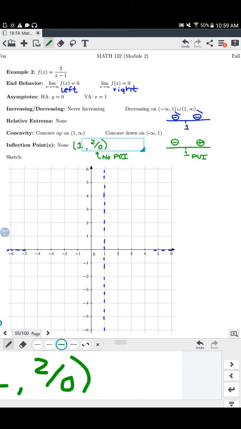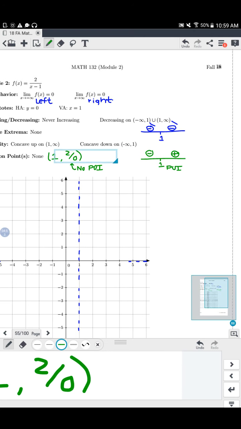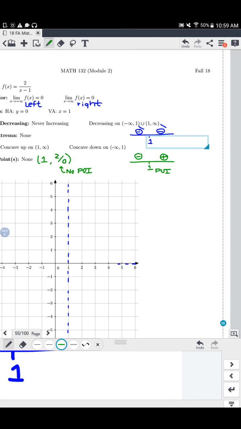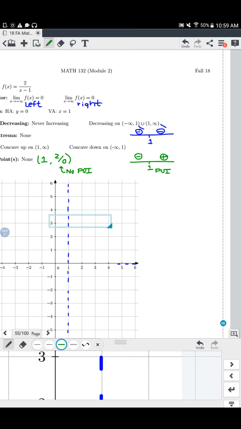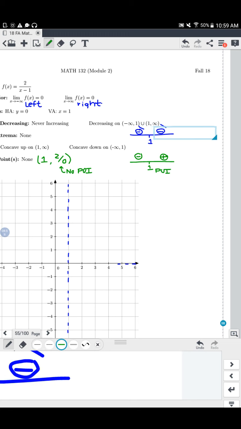So the hard part about this one is I have no points. I have the general shape of the graph, but I don't know where to put it. So let's, off to the side here, get a general shape of our graph, and then we'll figure out where to plot it by figuring out just some random points to plug in.